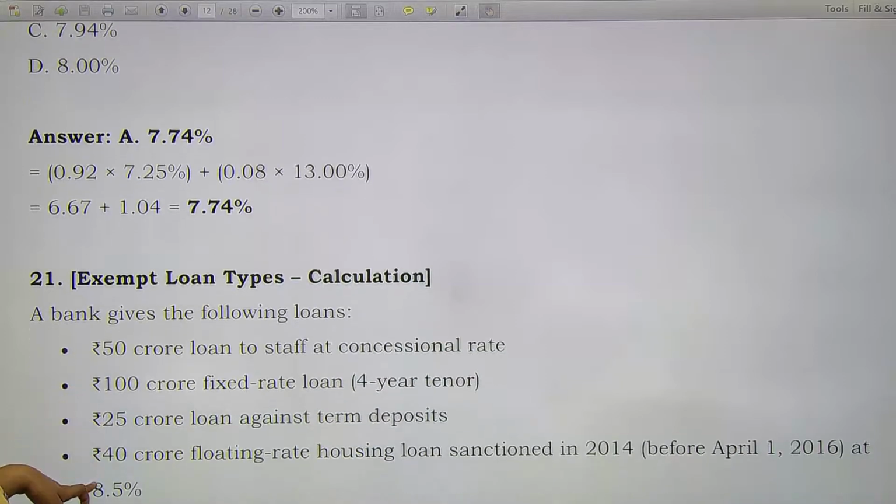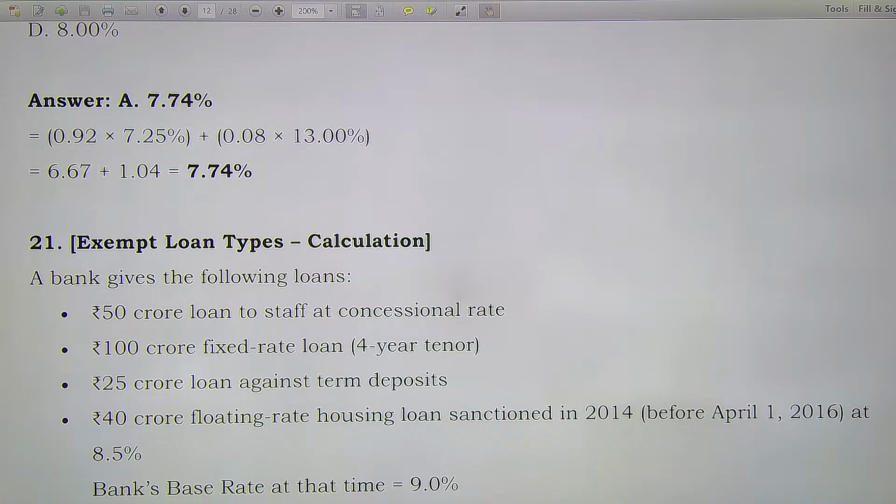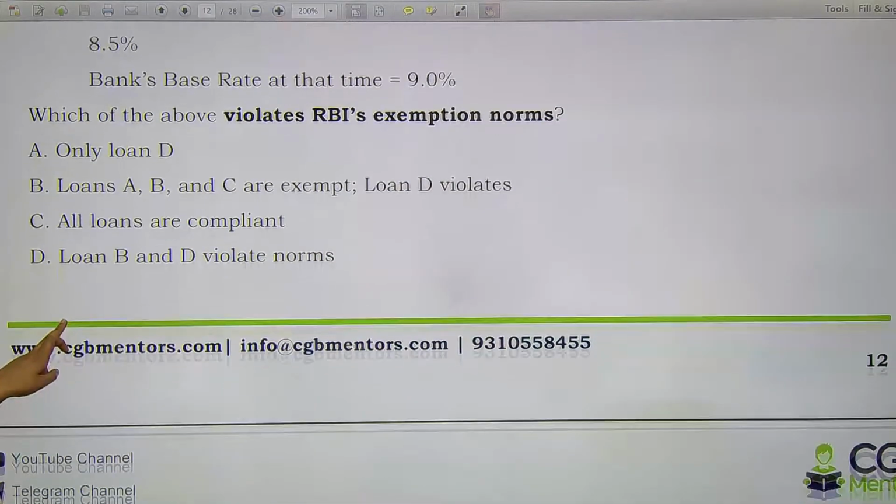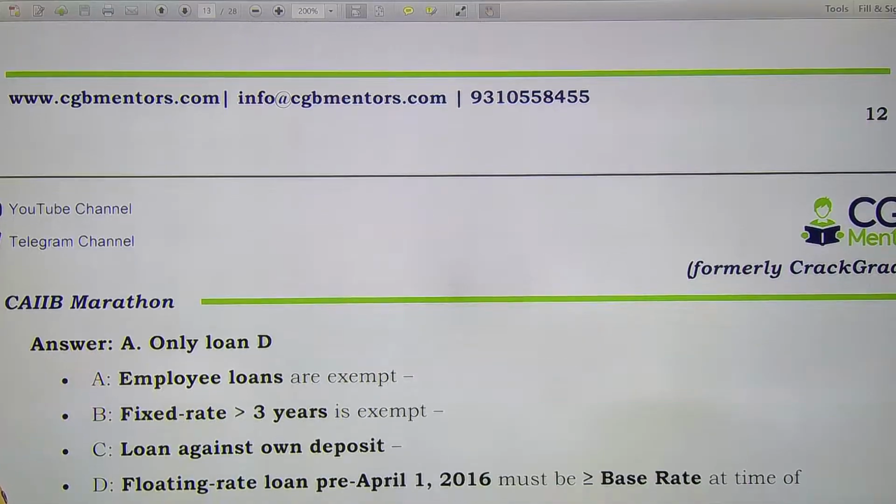Now, a bank gives the following loans: 50 crore loan to staff at concessional rate, 100 crore fixed rate loan of 4-year tenor, 25 crore loan against term deposit, 40 crore floating rate housing loan sanctioned in 2014. Remember that the bank's base rate at that time was 9%. Which of the above violates the RBI exemption norm? Every other loan is fulfilling it, but this one is not, because this loan was sanctioned in 2014 at 8.5%, but before 2016 it was mandated that banks give loans at base rate, and obviously they have not fulfilled the base rate requirement, so that is why it is violating it. So over here, option A, only loan D.